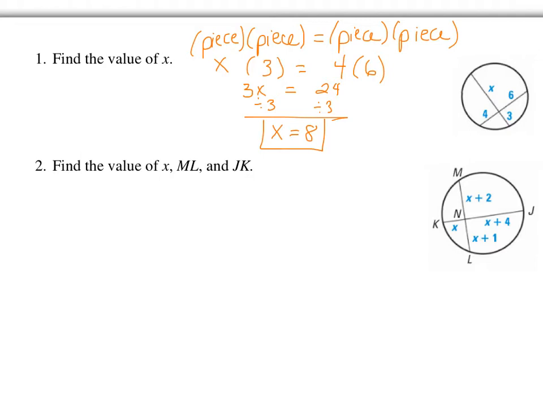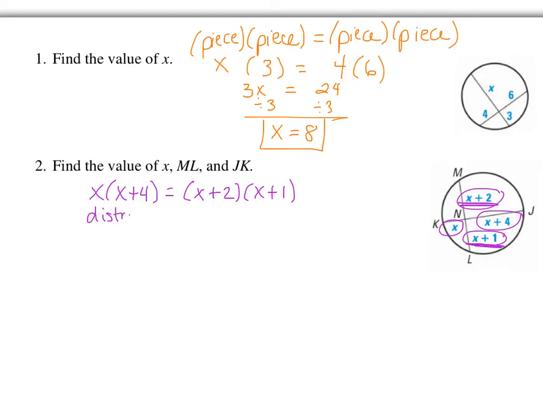For number 2, it's the same setup, so we're taking piece times piece. So these are my 2 pieces of the first segment. So x times x plus 4. And then the other 2 pieces would be my x plus 2 and my x plus 1. So I need to write those out like so. So if you notice on this left side, we have to distribute. And on this side, we need to FOIL.